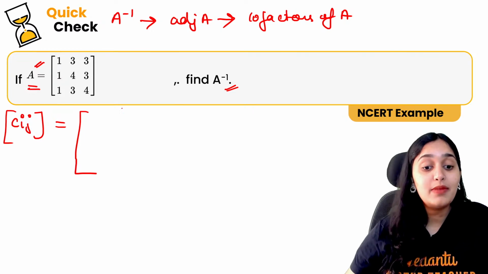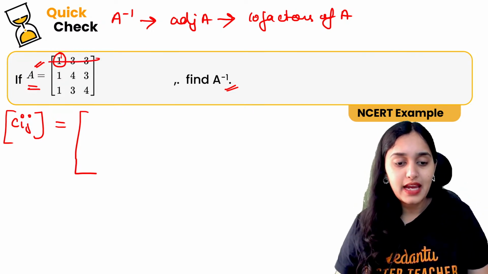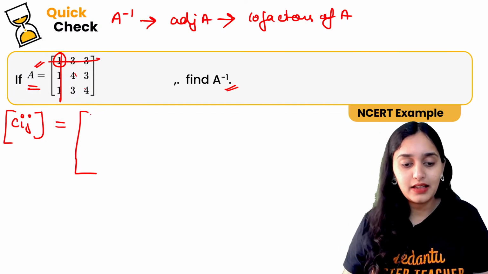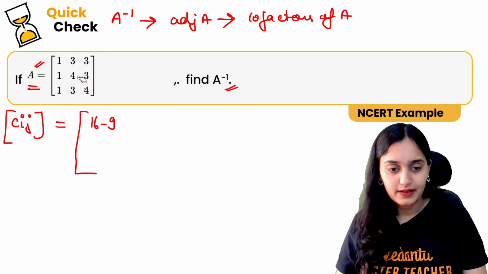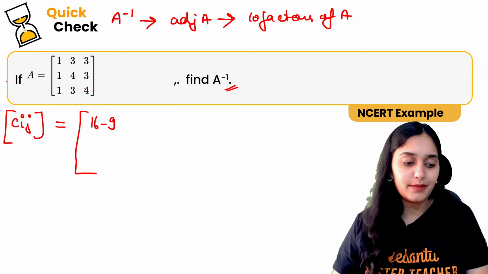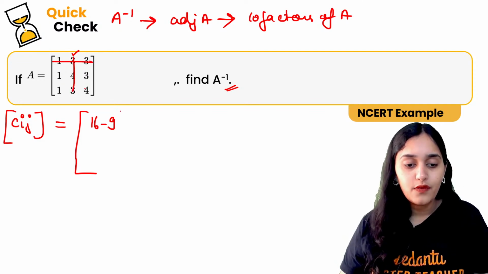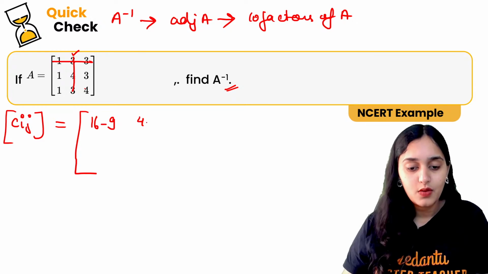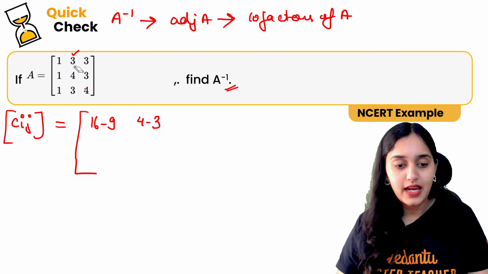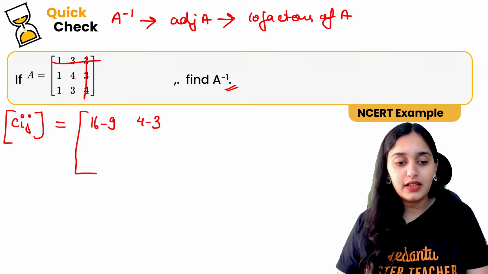Cij matrix will be, let's find out. For 1 we have 4 4s are 16, 3 3s are 9, 16 minus 9. Similarly, now I am going to do it directly because you guys already know. For 3 we will have 4 1s are 4, 3 1s are 3. 4 minus 3, 1. Next we have for 3, 3 minus 4.